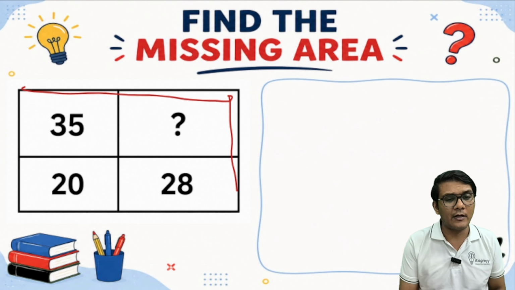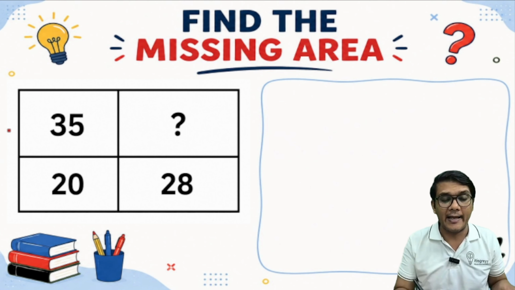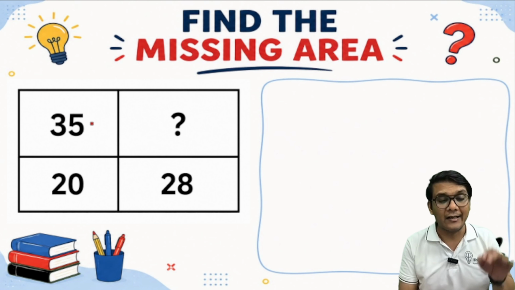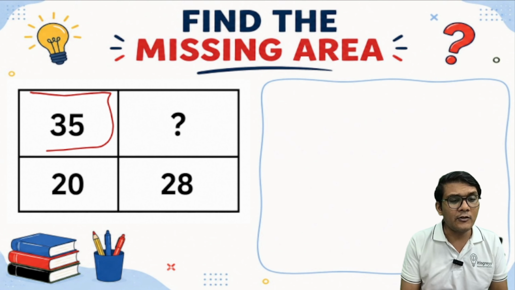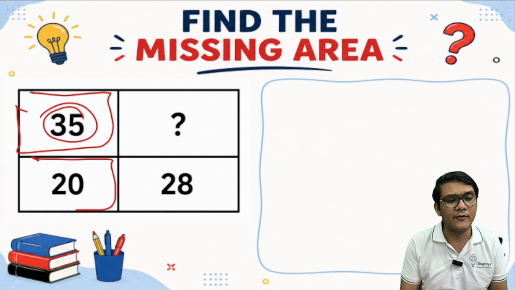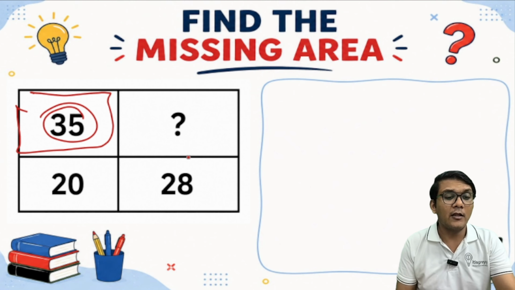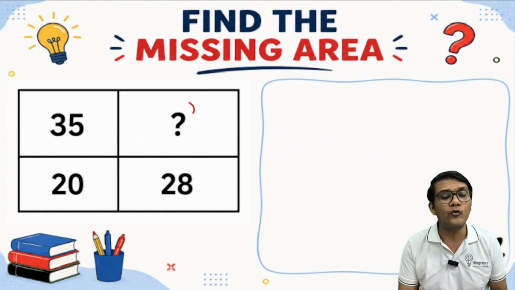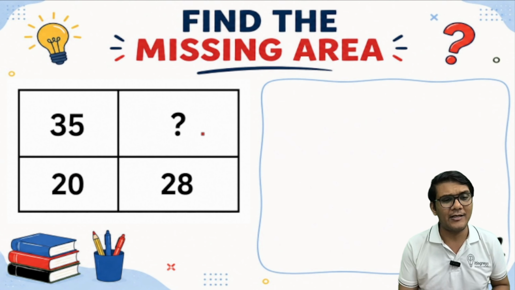So we have been given a big rectangle. Now we don't know the complete area of this. However, this big rectangle is divided into multiple, in fact, four rectangles. The first one is this with an area of 35, the second with the area of 20, and the third with 28. The fourth rectangle is the one whose area we actually have to find out. So let's see how this can be done.